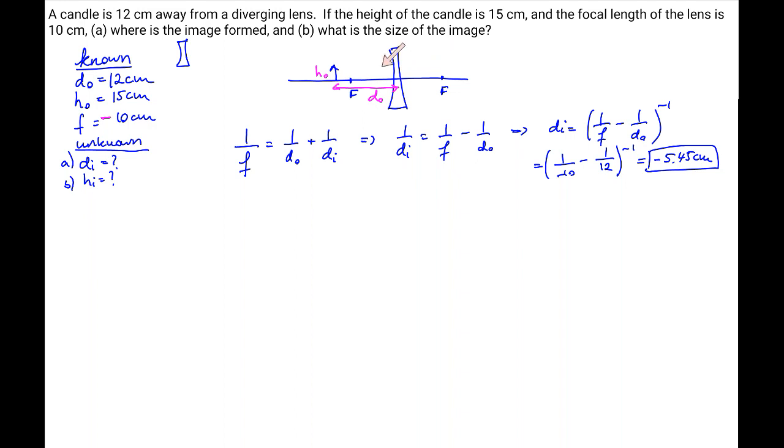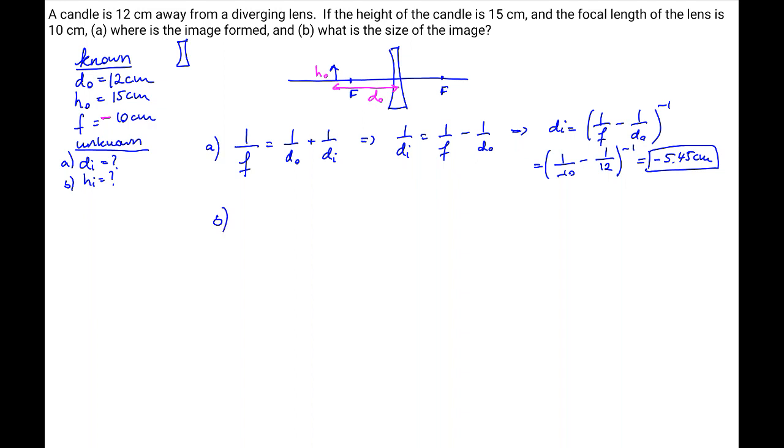When the image distance is negative, it means that the image is formed on the wrong side of the lens, in front of the lens, on the same side on which the object is. So with diverging lenses, we know that they only form virtual images, correct? And virtual images are on the wrong side of the lens, or in front of the lens, on the same side as the object. So the negative 5.45 seems a reasonable answer. So that was part A.